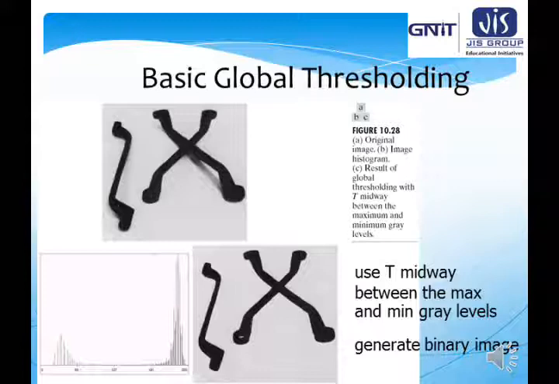Now this is the basic global thresholding. Use the T midway between the maximum and the minimum gray level, and generate this binary image. We can see here the three images. The first one is the original image, the second one is the image histogram, and the third one is the result of global thresholding with T midway between the maximum and minimum gray levels. So this is the basic global thresholding.